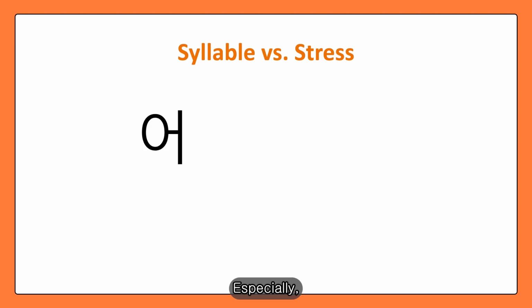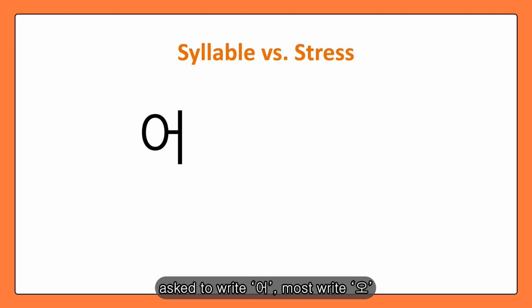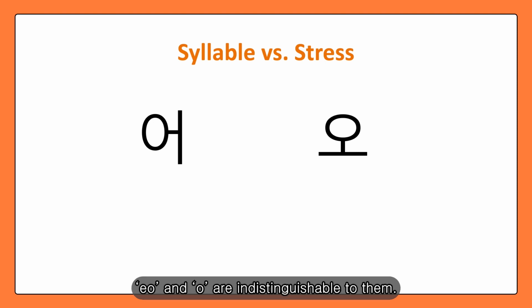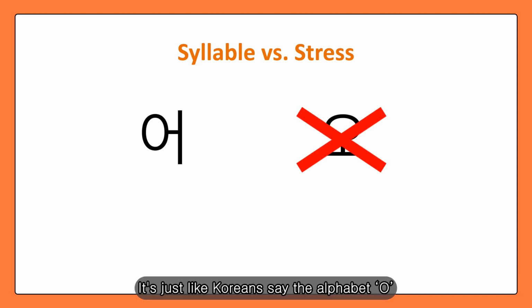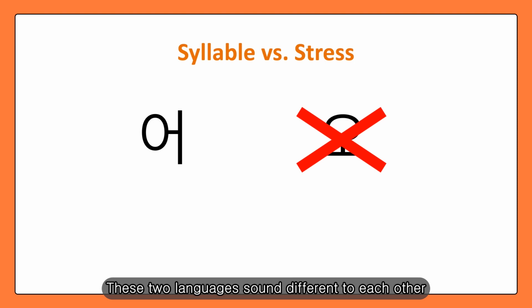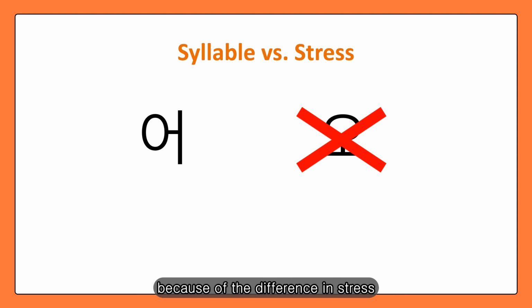So, especially when English speakers are asked to write O, most write O. The sounds of the Korean vowels O and Do are indistinguishable to them. It's just like Koreans say the alphabet O is close to the O sound. These two languages sound different to each other because of the difference in stress.